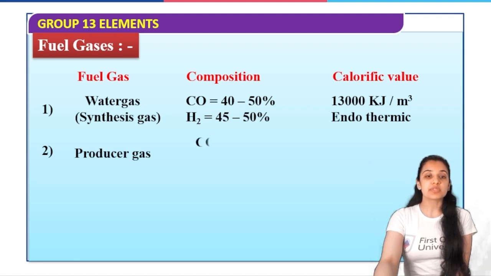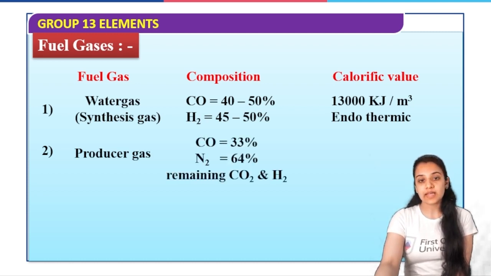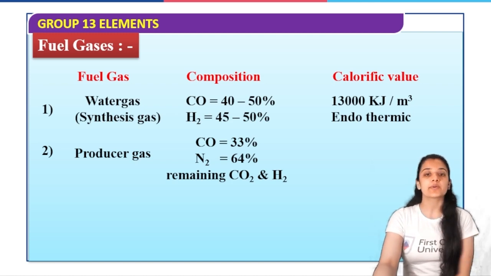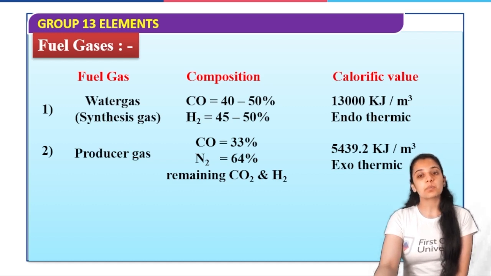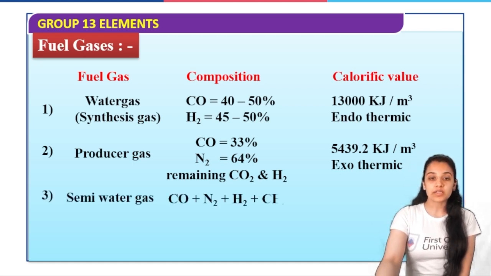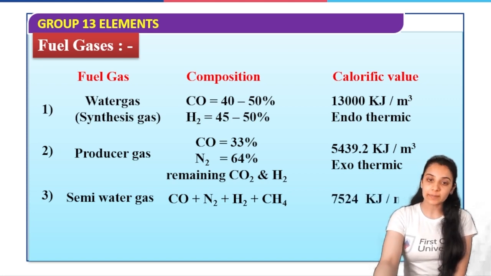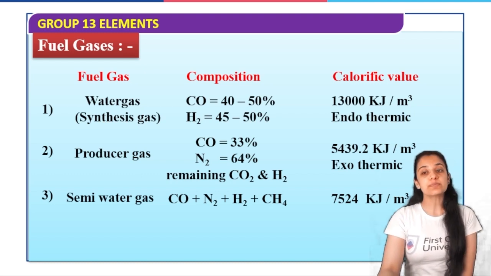Then we have producer gas, which is 33% carbon monoxide and 64% N2, and the remaining 1% is carbon dioxide and H2. The calorific value is 5439.2 kilojoules per metric cube, and it's an exothermic process. Then we have semi-water gas, which is carbon monoxide plus N2 plus H2 plus methane. Calorific value 7524 kilojoules per metric cube.